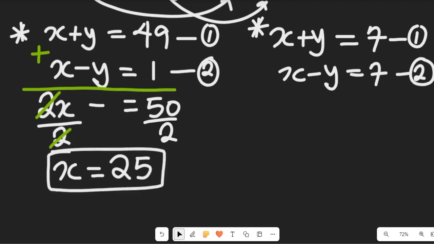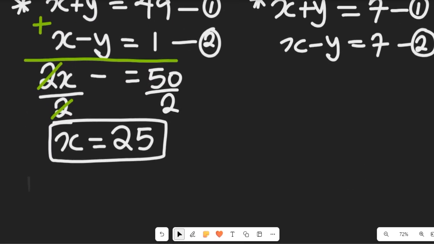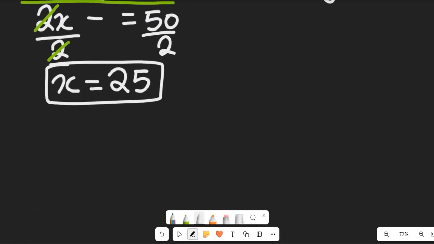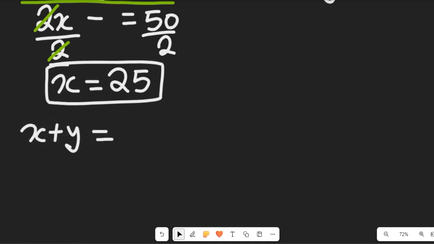Now from this expression, we can still find the value of y. Using equation 1, we can see that x plus y is equal to 49.